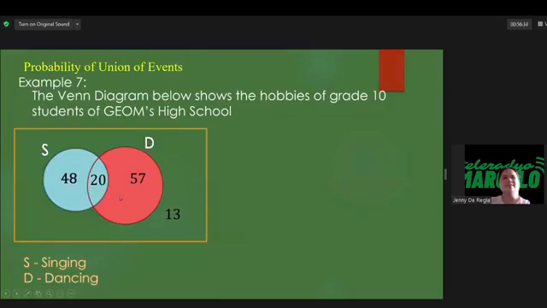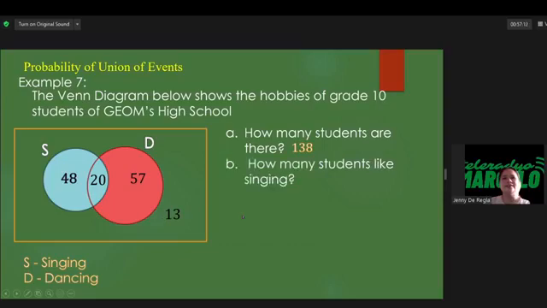Next, example 7. The Venn diagram below shows the hobbies of grade 10 students of Joms High School. So the hobbies are singing and dancing. So for letter A, how many students are there? Okay. So there are 138 students. So 48 plus 20 plus 57 plus 13, or the universal set.